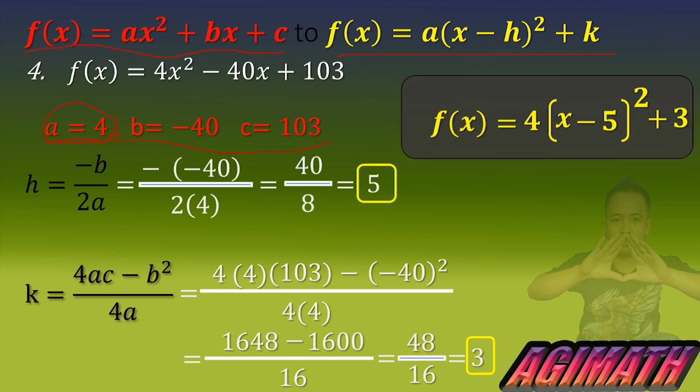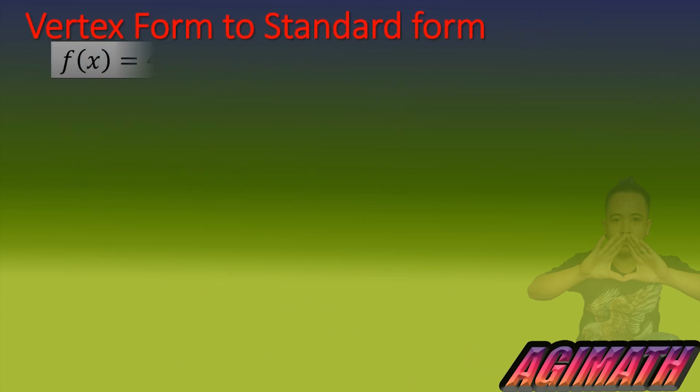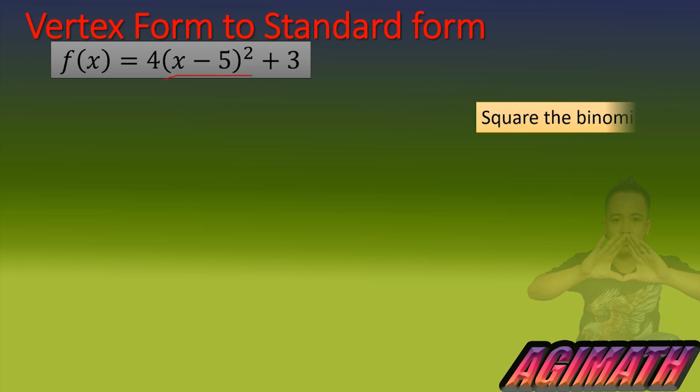So you remember the two forms. This is our answer earlier. We are going to transform it back to its standard form. Again, I already showed you how we are going to transform back to standard. It always starts with squaring the binomial, and on this vertex form, this is the binomial that we are going to square. So you are going to square the binomial first.